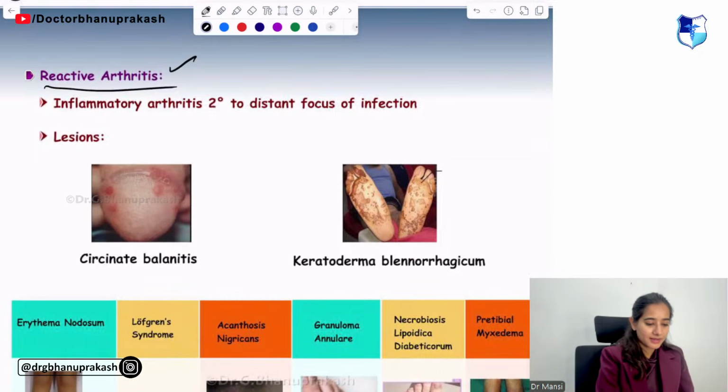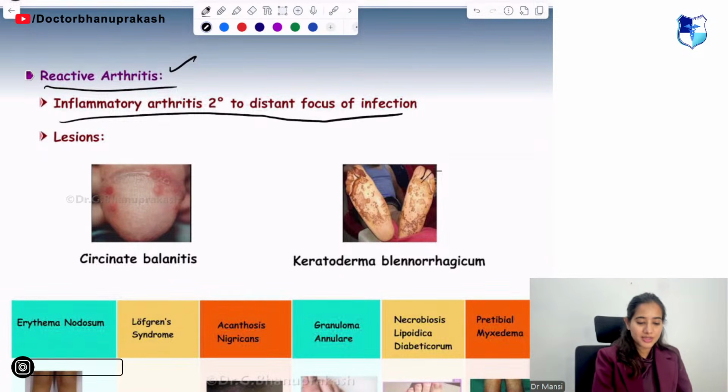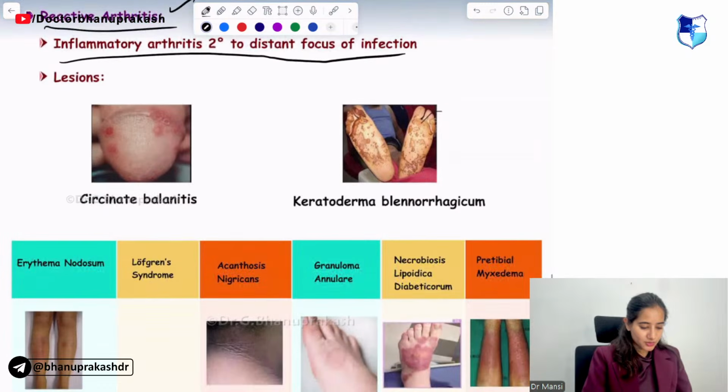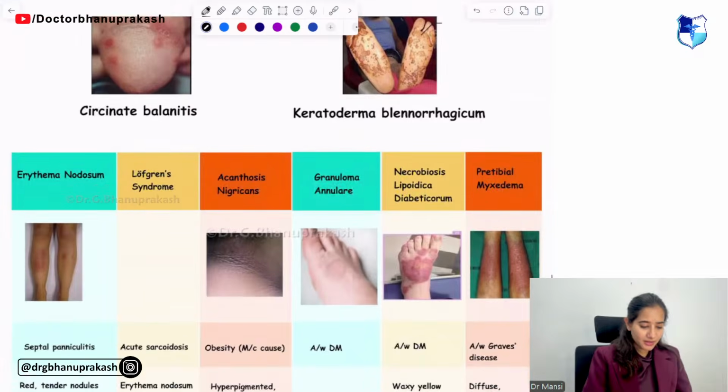Okay, reactive arthritis, the inflammatory arthritis, which is secondary to some distant focus of infection. That's what you need to know. That would be enough for it.